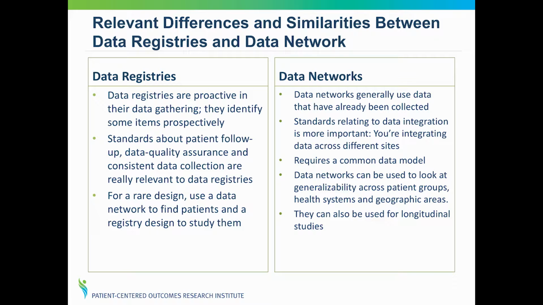Now, data networks, usually it's where you have multiple organizations and they all have data probably from electronic health records, maybe from other sources, and they're trying to merge these data together so that you can have a larger group of data in order to perform observational studies. Data networks, they're already collected as part of some other activity, and we just want to use it for what I would call opportunistic observational studies.